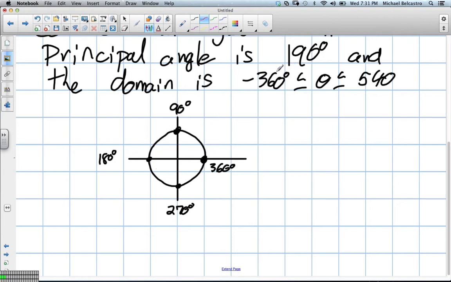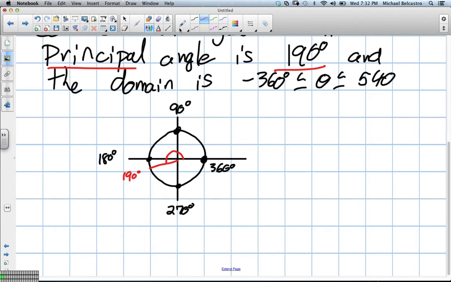Let's talk about that principal angle at 190. Where would 190 roughly be here? Right in the middle of that? Would it be right in the middle here, or just a little bit over? Yeah, we just passed that. In other words, this would be a movement of 190 degrees with our principal angle.